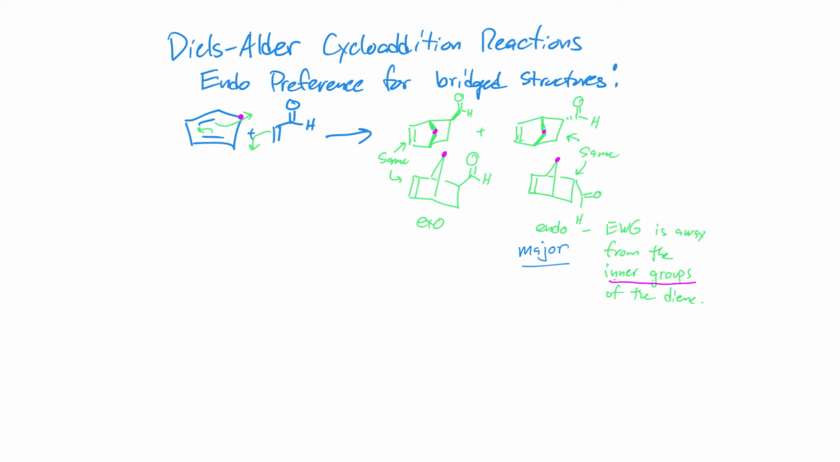Okay, so let's come up with an argument as to why this reaction prefers the endo, the more sterically hindered outcome. I'm going to draw the dienophile right here, and I'm going to draw it a little differently, almost like it was a diene itself.